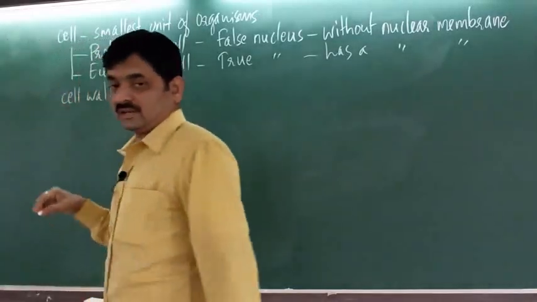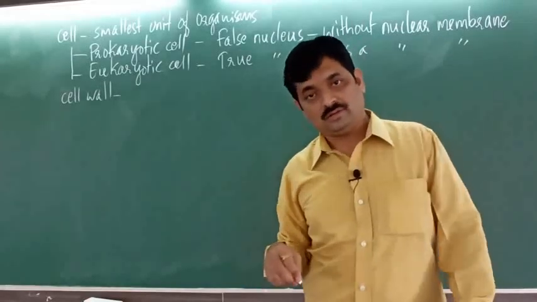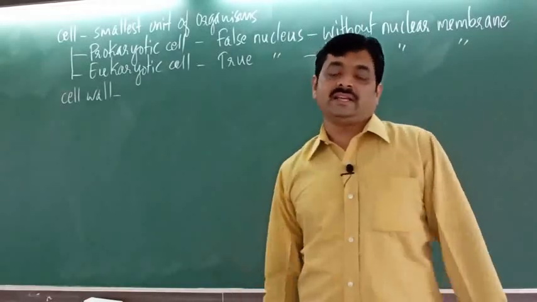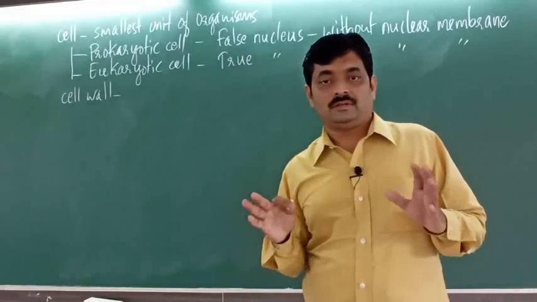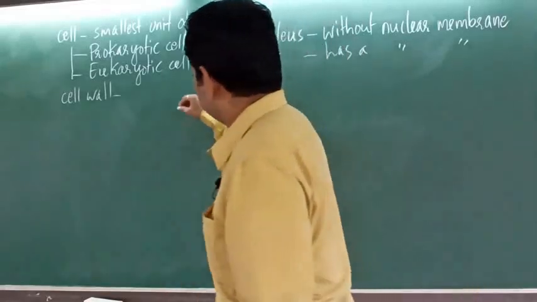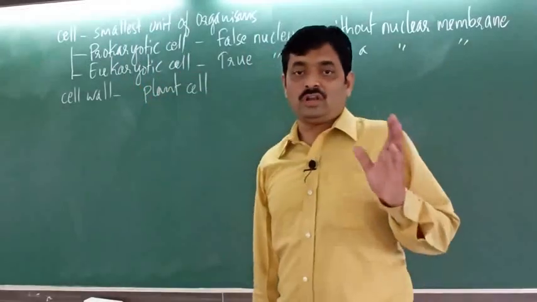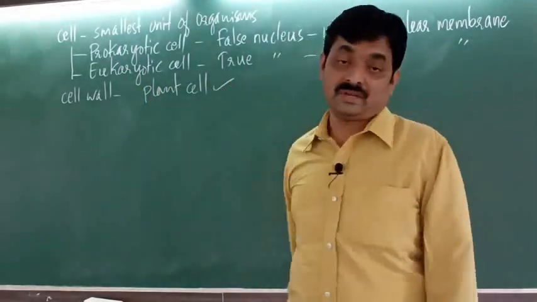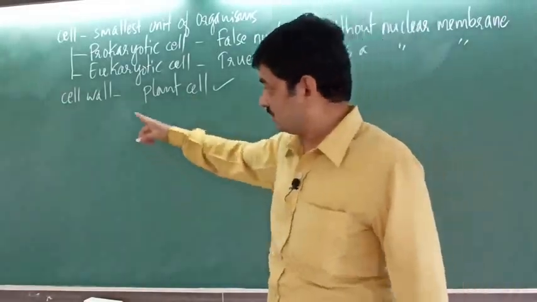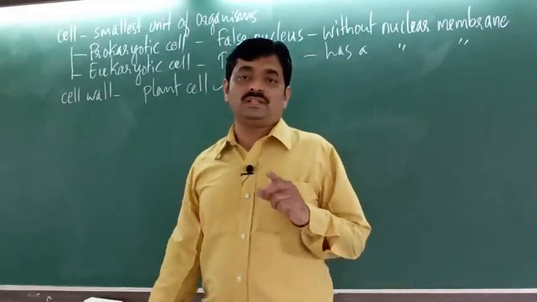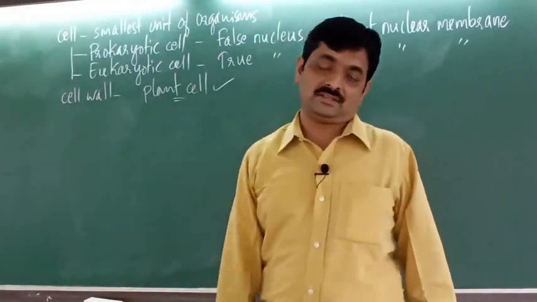The next term that we shall consider is a cell wall. Now what is this cell wall? As the name indicates, it is the outer wall of a cell, right? Which cell? The outer wall mainly in a plant cell, right? So such outer wall in a plant cell is called cell wall. So cell wall is found mainly in plant cells, right?